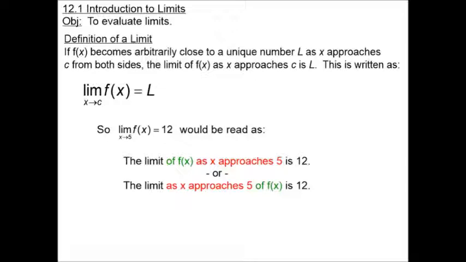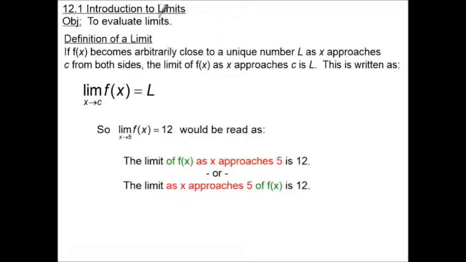Alright, the definition of limit, as you can see right there, is a little bit mathy, so I apologize for what this is going to sound like, but here it goes. If f of x becomes arbitrarily close to a unique number L as x approaches c from both sides, the limit of f of x as x approaches c is L. Doesn't that sound wonderful?